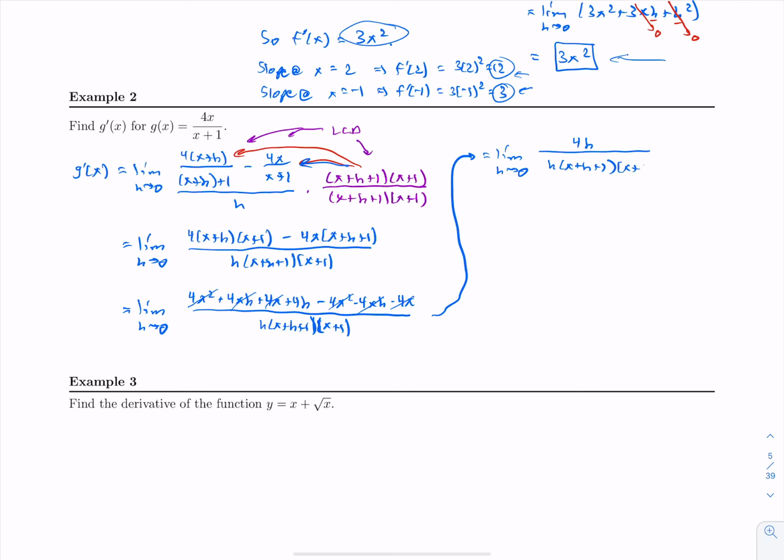We have 4h over h times x plus 1. So now you can see that the h's drop. So we have the limit as h approaches 0 of 4 over x plus h plus 1 times x plus 1. And now for the calculus part. Everything we've done now, except for using a calculus definition, has been algebra. As h goes to 0, that little h goes away. And we get left with 4 over x plus 1 quantity squared.